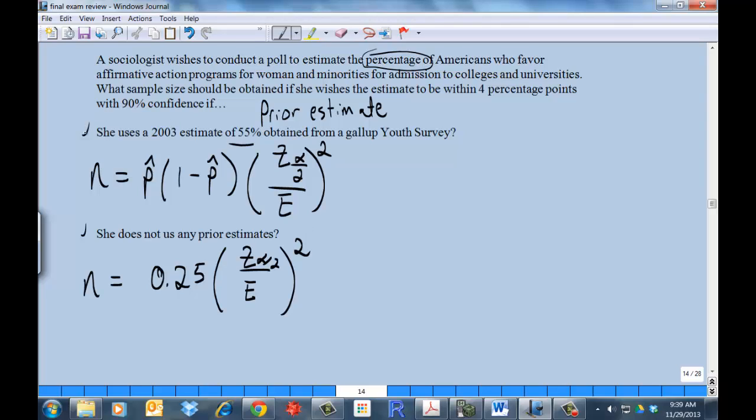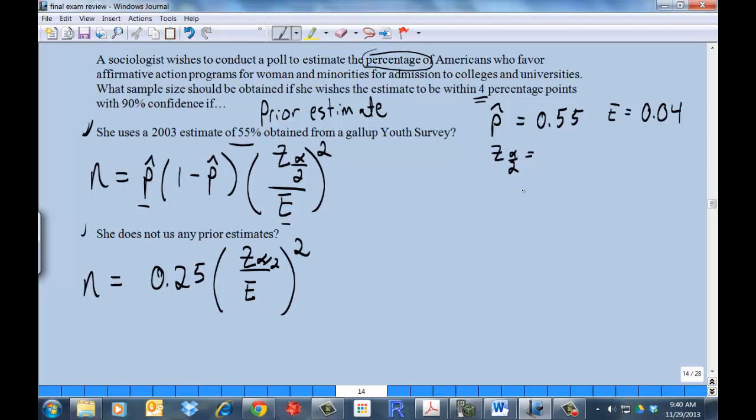Now, this first question here, the first part, says we have a prior estimate of 55%. So that's p hat. The other thing we need to know based on the formula, and if you look at the formula closely, you'll notice we need to know p hat, we need to know the margin of error, and we need to know this z alpha by 2. So we've already got p hat. The margin of error, if we go back to the question, what sample size should be obtained if she wishes the estimate to be within 4 percentage points? So the margin of error is 0.04. And then the only other thing we have to know is this z alpha by 2, and we're going to get that number from our formulas and tables as well.